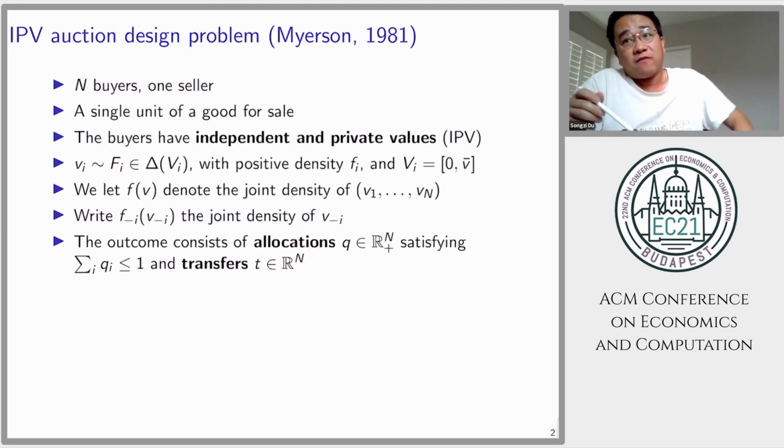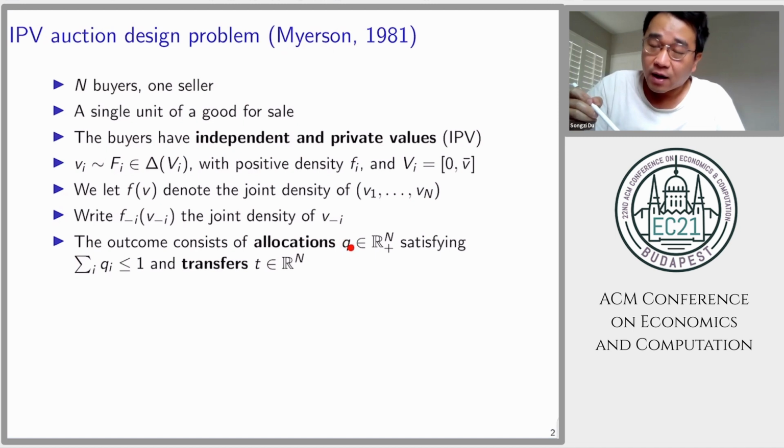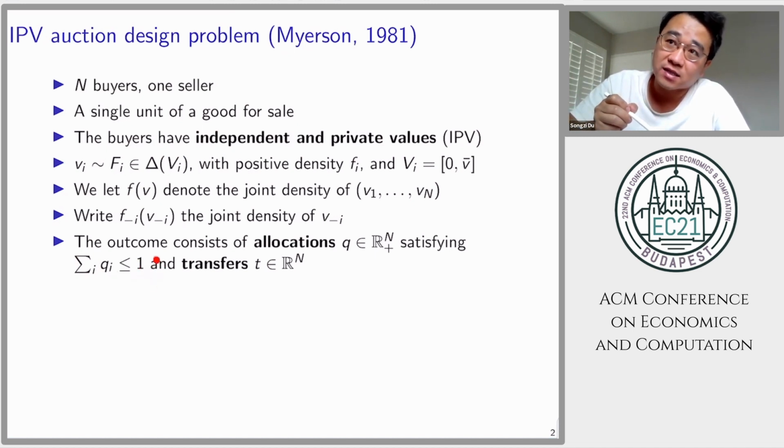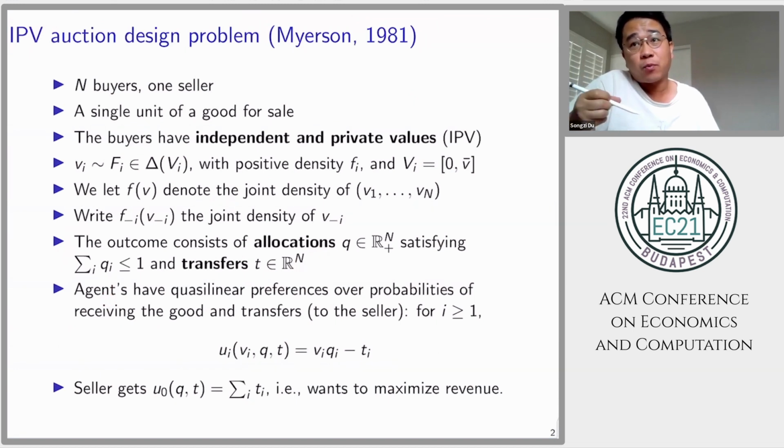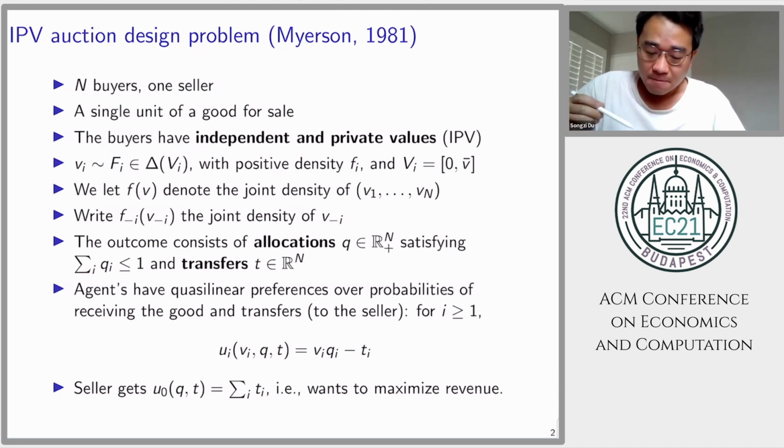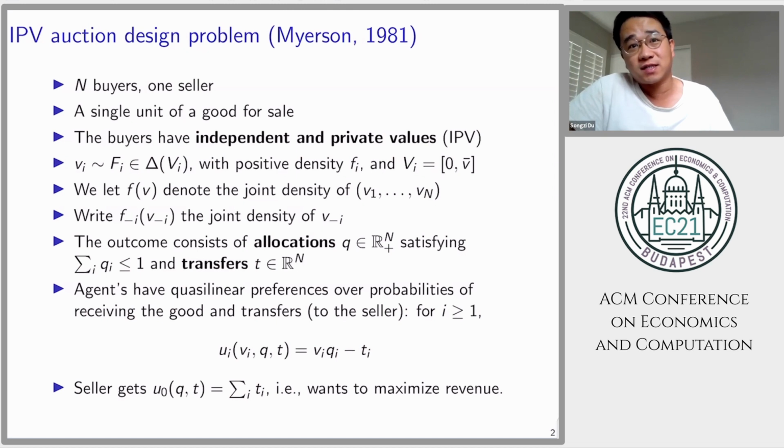For this auction game, the outcome consists of an allocation. We can think about allocations as a profile of probabilities, so they have to add up to something which is less than 1. Moreover, we have transfers, how much money the bidders must pay to the seller. The agents have quasi-linear preferences over the probabilities and the transfer, so their utility is v_i times q_i, the probability that they receive the good, minus t_i, how much they have to give to the seller. The seller's utility, we will assume, is the total revenue, the summation of the transfers he receives from every bidder.